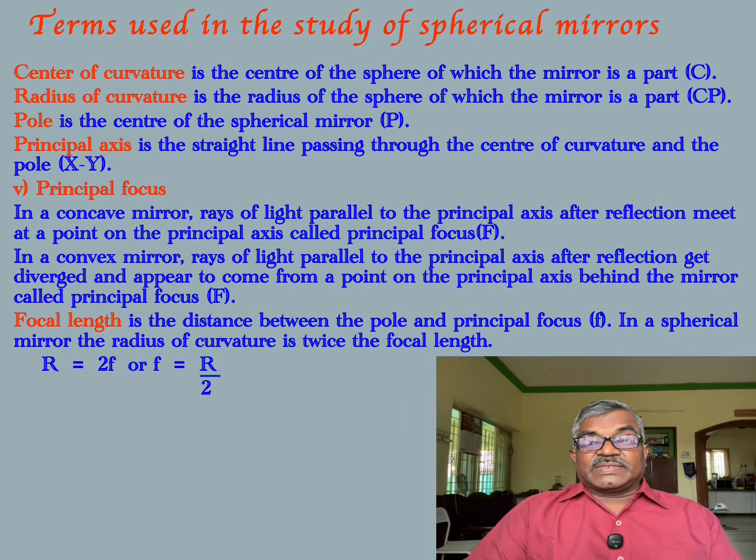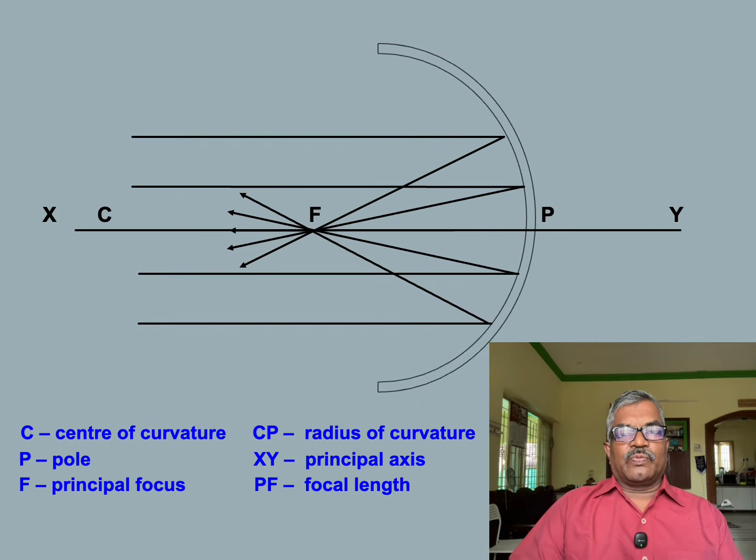Is there a relationship between the radius of curvature and focal length of a spherical mirror? For spherical mirrors of small aperture, the radius of curvature is found to be equal to twice the focal length. We put this as R equals 2F, or you can say F equals R by 2. So you can see all these terms in the diagram. You can see the center of curvature, pole, principal focus, radius of curvature, principal axis and focal length.